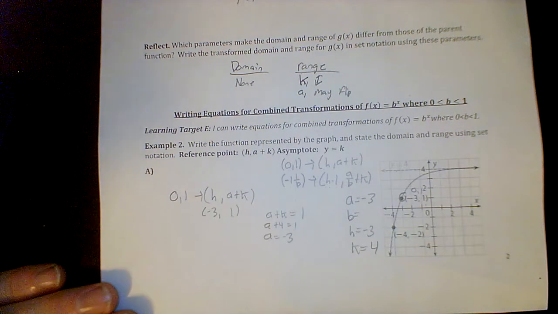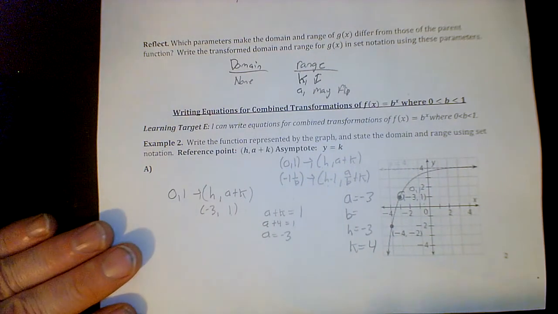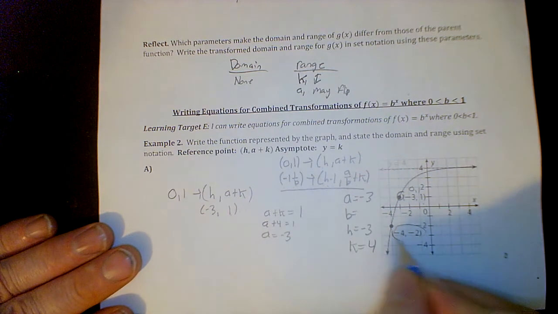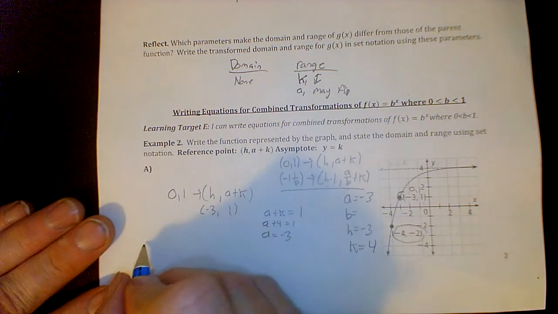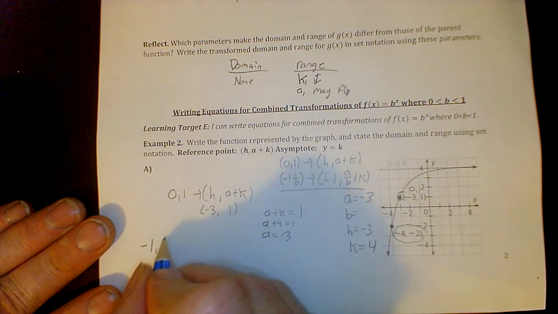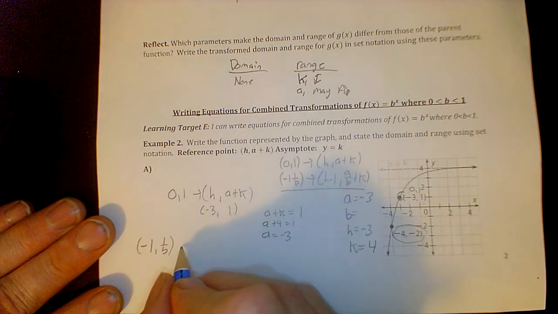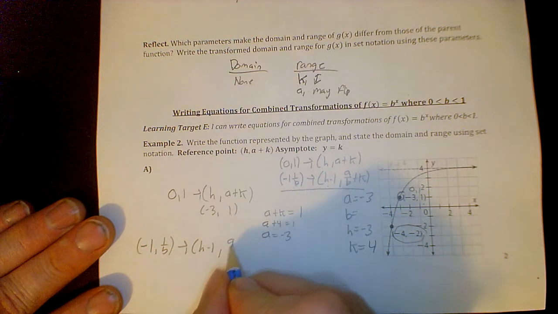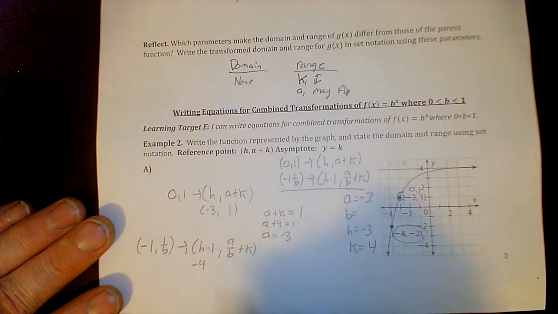Well, now I got to go a little bit further. We don't have our b value, and if you'll notice, this transformation here gives us our b value. So we got to go to our second point. Let's write that out. We know that (negative 1, 1 over b) changes into (H minus 1, A over b plus K). I'll write this value there, so that's (negative 4, negative 2). Let's see if this works. Negative 3 minus 1, just checking that. It sure does. Negative 3 minus 1 is negative 4, so we know we're plugging in the right points.